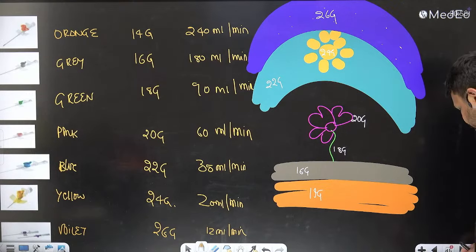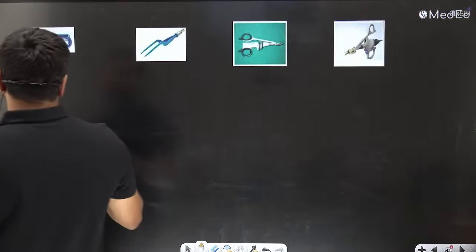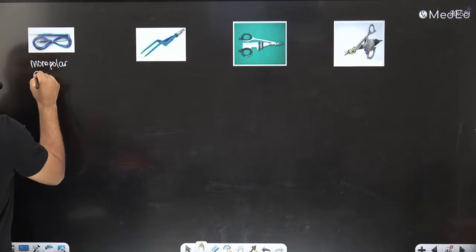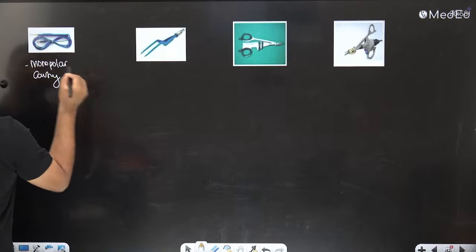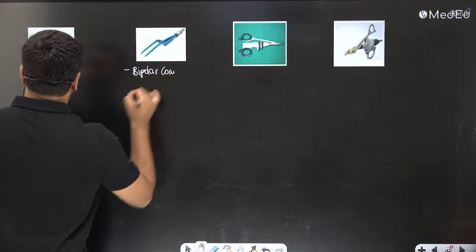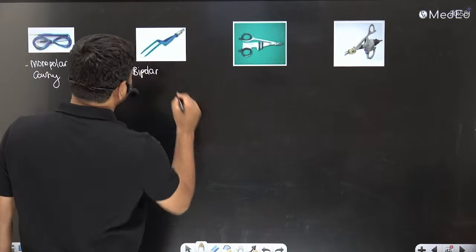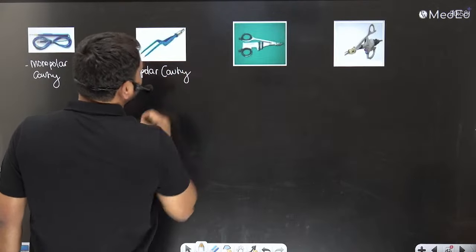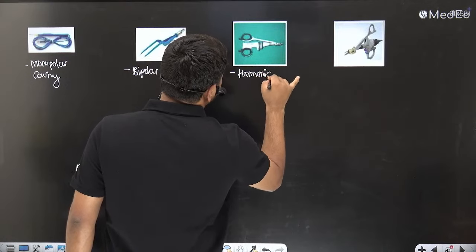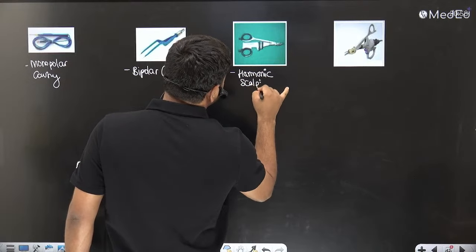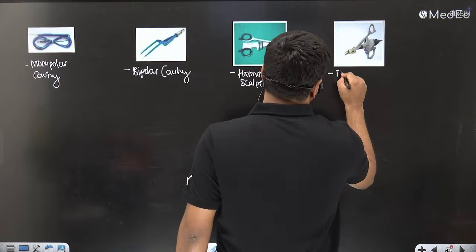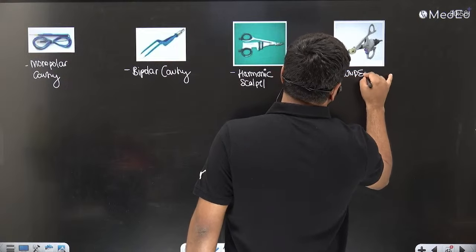Okay? Chalo. Now, energy devices. This is your monopolar cautery. This happens to be your bipolar cautery. This happens to be your harmonic scalpel. This happens to be your thunderbeat.